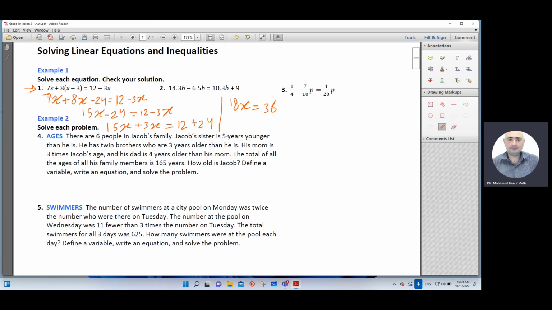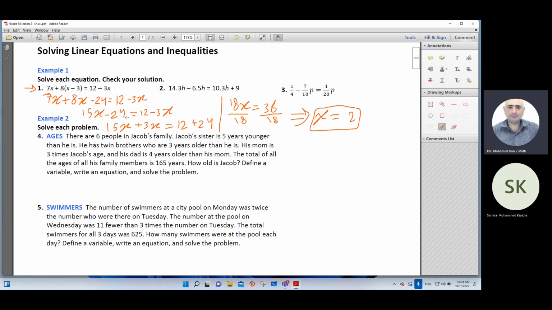Then try to remove the coefficient. You can divide the two sides by 18. Then 18x divided by 18 will be x, and 36 divided by 18 will be 2. So the value of the variable x equals 2, and the name of this value is the solution. Okay, who has any question about this exercise? This is very important for the MSAT. Clear for all? Okay.